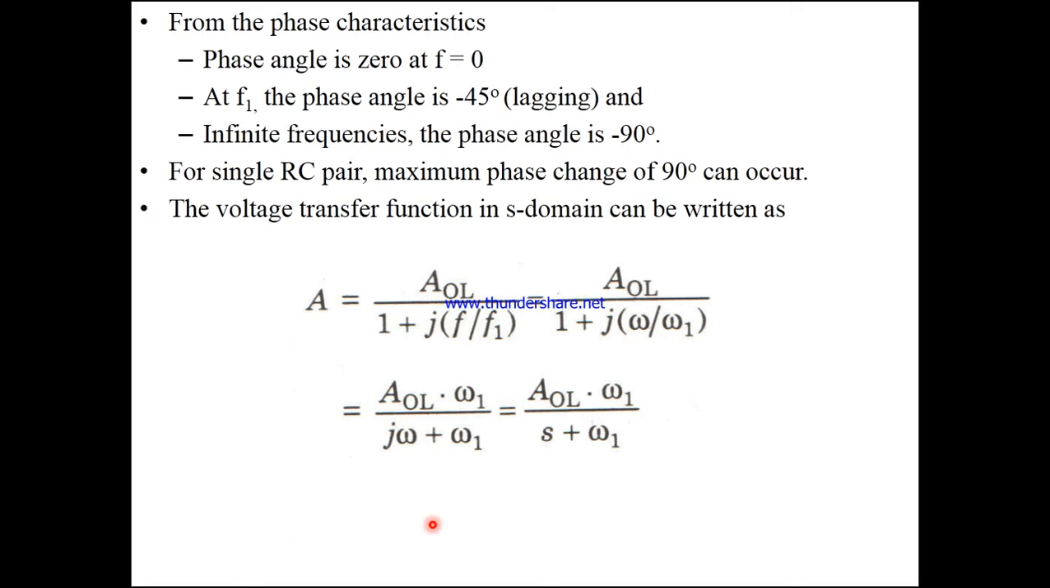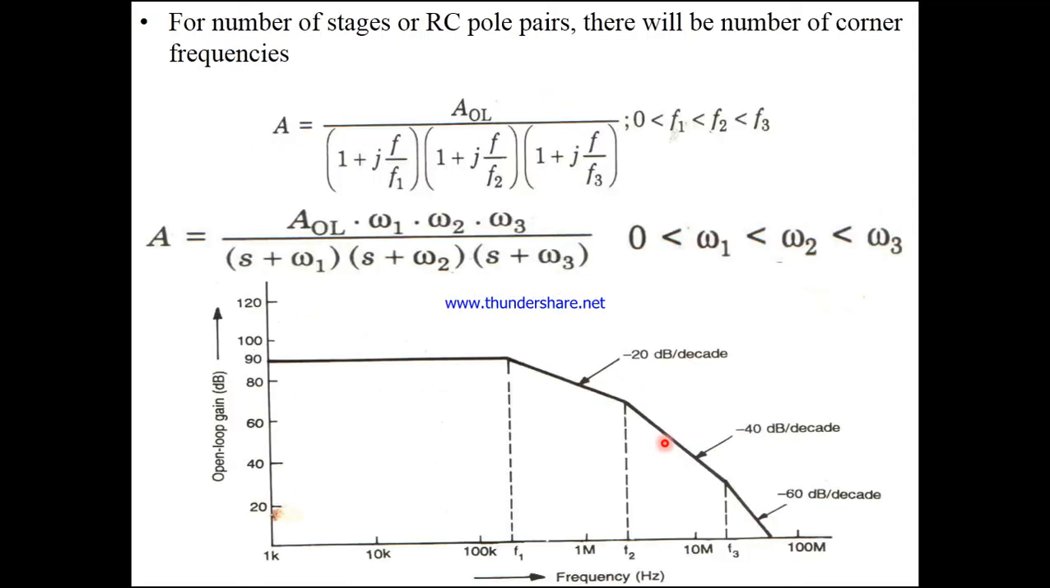The voltage transfer function can be given as A equals AOL by 1 plus j f by f1. Writing it in the S domain, f is replaced by omega, and taking the LCM and substituting S equal to j omega, we get this equation. For a number of RC pairs, there may be a number of corner frequencies, so it can be given by this equation: A equals gain divided by 1 plus S by the first corner frequency, times 1 plus S by the second corner frequency, times 1 plus S by the third corner frequency. Here 0 is less than f1, less than f2, less than f3. This equation shows the S domain for these three corner frequencies.